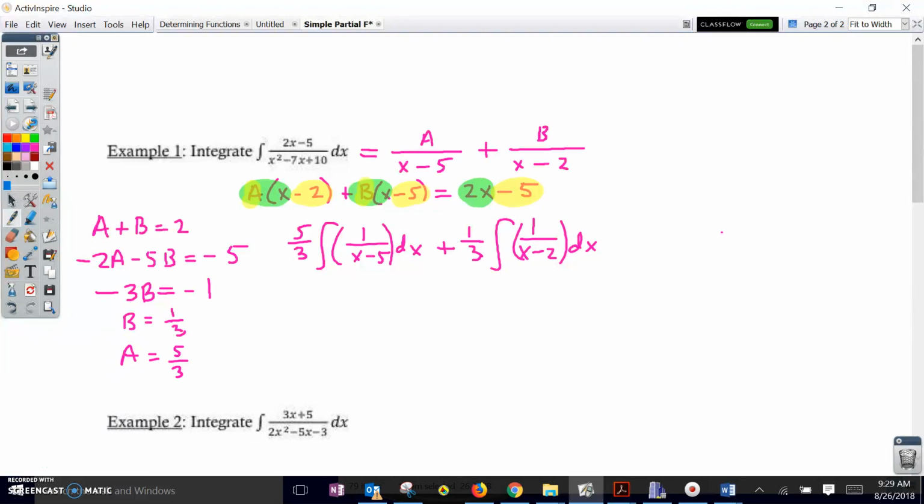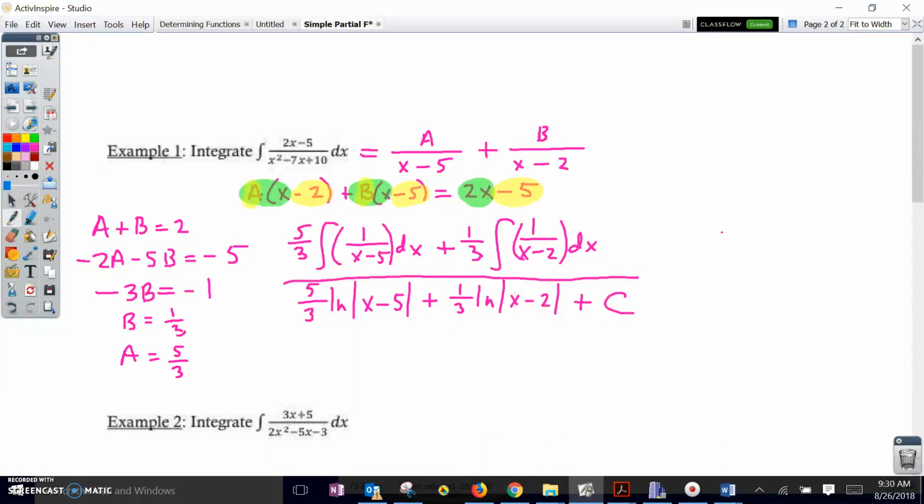And when we're using partial fractions, a lot of the times the integration is probably the easiest part. Figuring out your system of equations and solving your system of equations is a lot more involved than actually finding the integral, because the integral of this one is just going to be a natural log. And that's just going to be a natural log. And my constant of integration. And there's my integral.